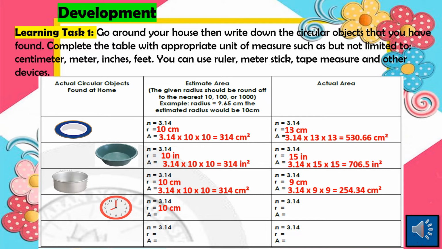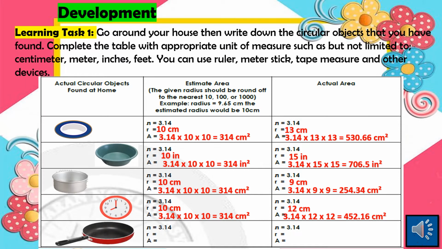Another example is the wall clock. So the estimated area for the wall clock, the radius is 10 centimeters. So that means again 3.14 times 10 times 10 equals 314 square centimeters. And the actual radius of the wall clock is 12 centimeters. So that means the area will be 3.14 times 12 equals 452.16 square centimeters.